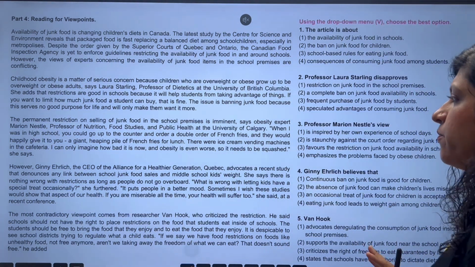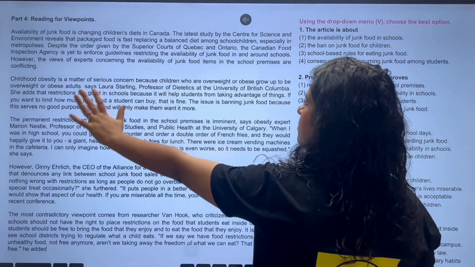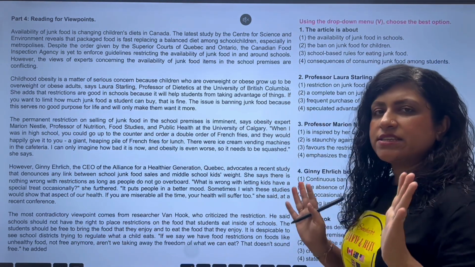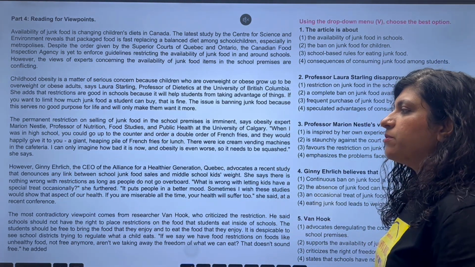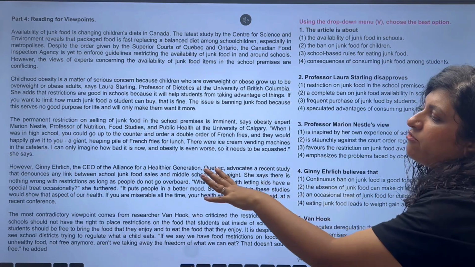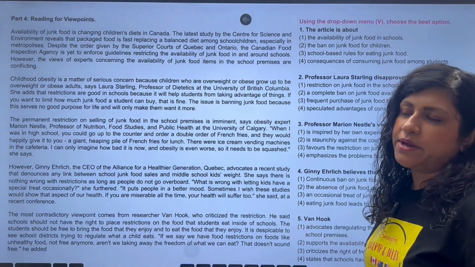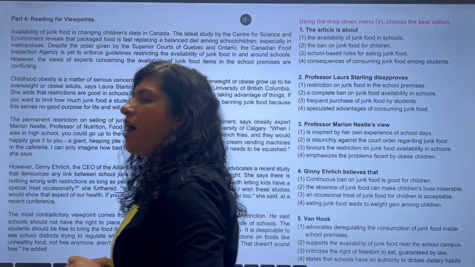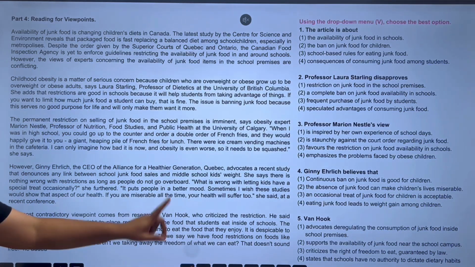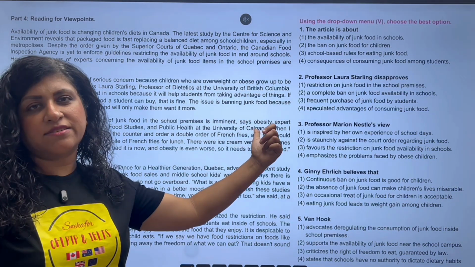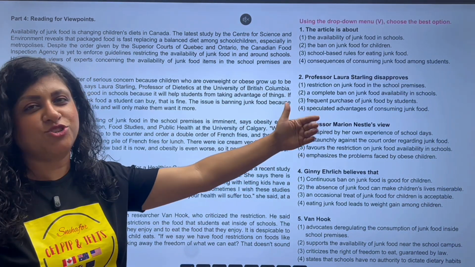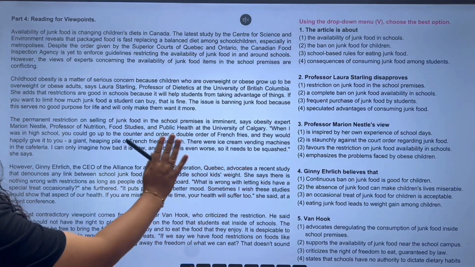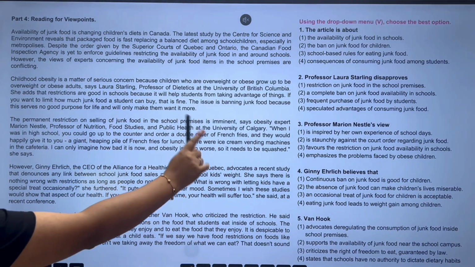Now, reading for viewpoints, your text is going to look something like this. As you can see, it is definitely lengthy as compared to the previous ones. There are about 5 big paragraphs on the screen right now, and you have 5 questions that are based on this text. They're not only these 5 questions, there are more, but these are the 5 questions based on this text. So these are MCQs, as you can see.